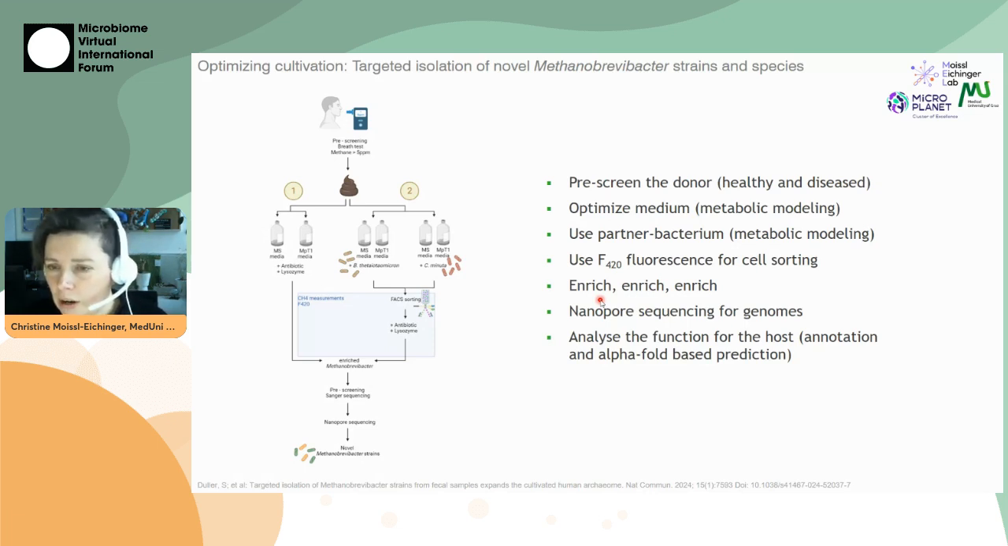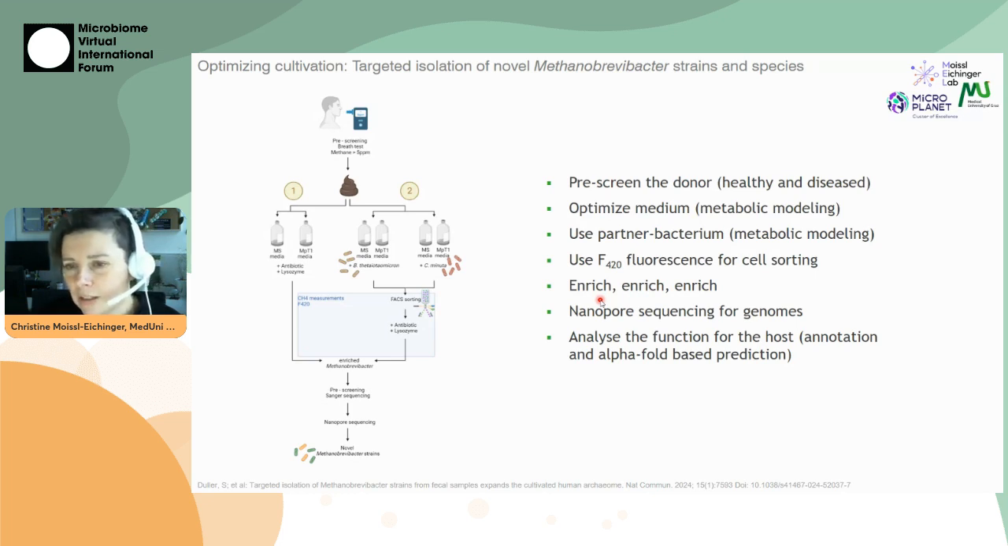And here I'm just showing how we did this in the past very successfully. So we use samples that we pre-screened from donors for methane production in their breath. So we identify who is a human cow and who is not. And these we use to really go into this cultivation scheme. We have optimized the medium. We have done in silico metabolic modeling for that. We use also partner bacteria, so we have an idea which bacteria they really like to interact with. And this we also add to these cultures. And we also use a certain fluorescence these archaea have to do cell sorting through FACS and so on and so on.